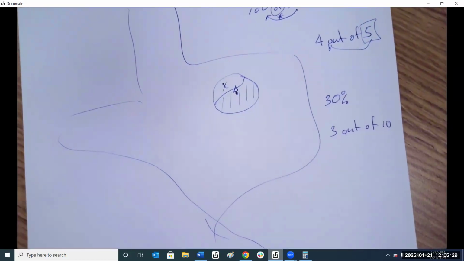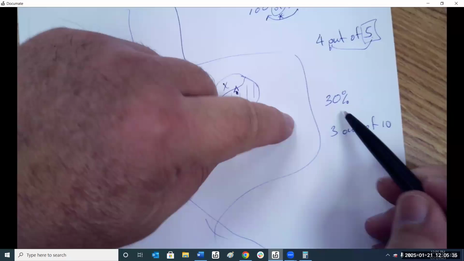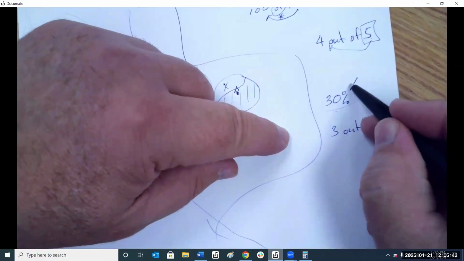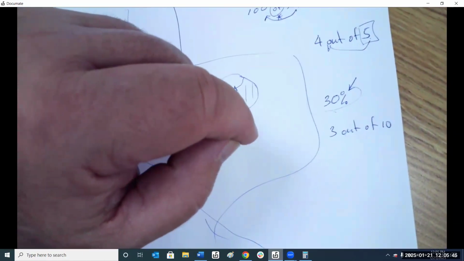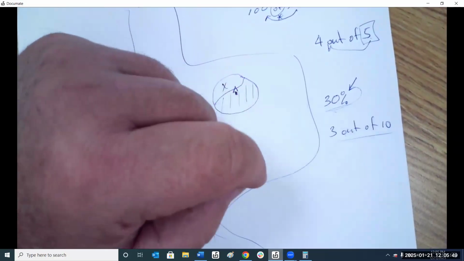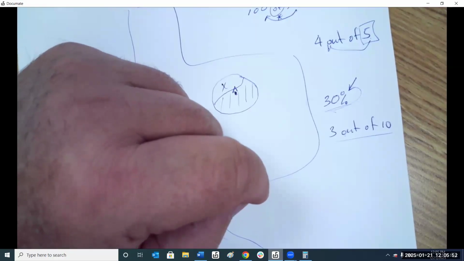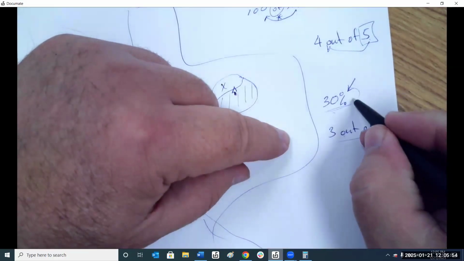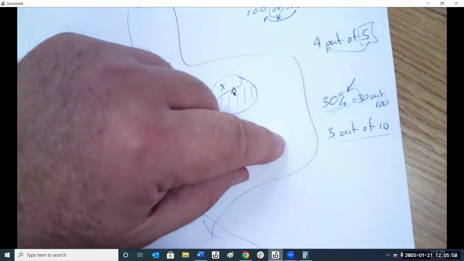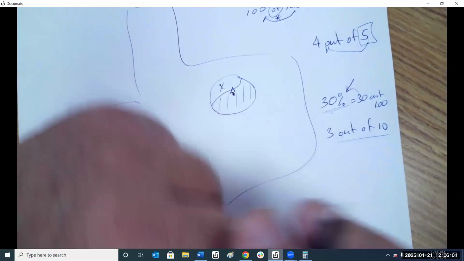Which one sounds bigger? 30% or 3 out of 10? So who thinks that 30% sounds bigger than 3 out of 10? The reason, because you see the symbol there. They know that. Exactly the same thing. All this says is 30 out of 100, which is 3 out of 10. They're the same thing.